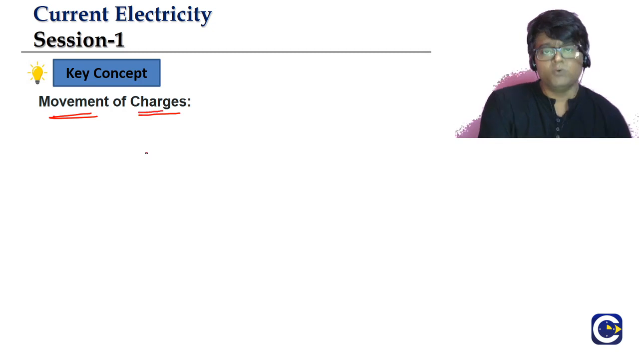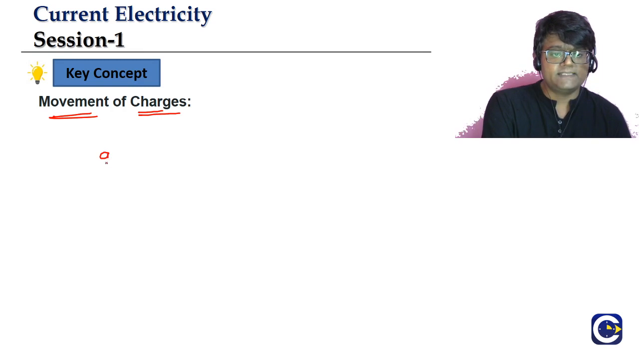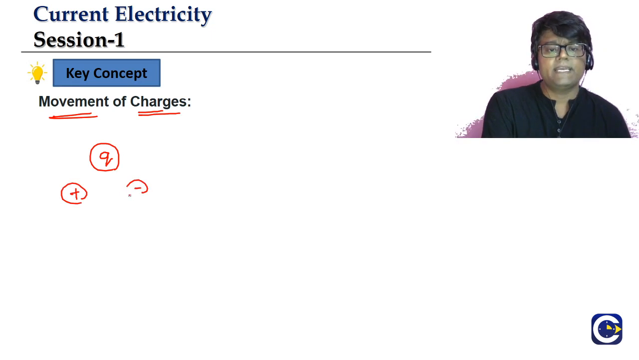Why would charges move? This is where we need to bring our understanding from the first chapter, electrostatics. Let us say we have a charged particle Q. Q can be positive, Q can be negative. Depending upon this charge value, if we have an electric field in the region where the charge is present, there is going to be a force acting on the charged particle.